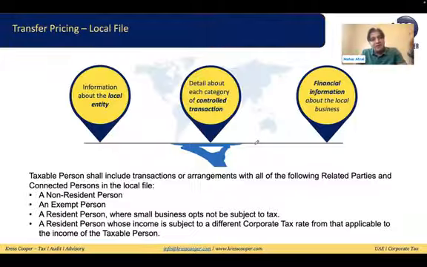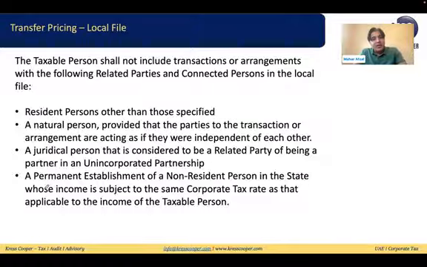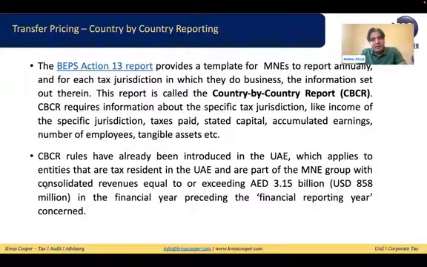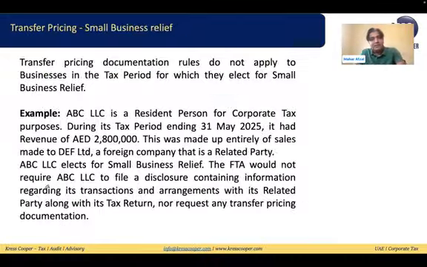In the local file, businesses need to document information about the local entity, details about each category of controlled transaction, financial information, non-resident person, exempt person. All this information needs to be documented, and we'll discuss it in detail in upcoming webinars. Country by country reporting is mandatory in the UAE. If your revenue is equal to or exceeds 3.1 billion dirham, then country by country reporting is compulsory.